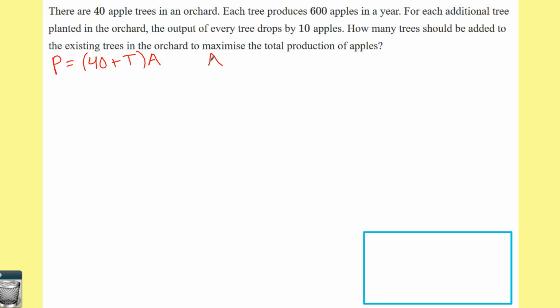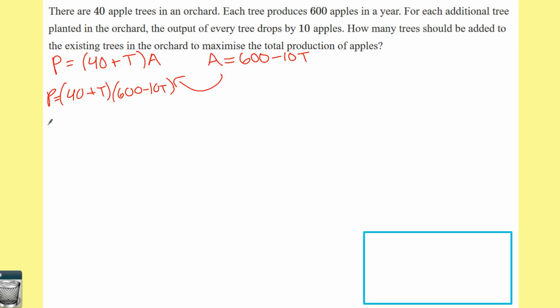Okay, the apples on a tree has to be, well, it usually has 600, but for every tree it plants, it loses 10. So minus 10t. Okay, so each apple tree produces 600 apples minus 10 apples for every tree they plant. Okay, so here we're going to plug that in for A. So we get P equals 40 plus T, sorry, I forgot my equal sign, times 600 minus 10T.